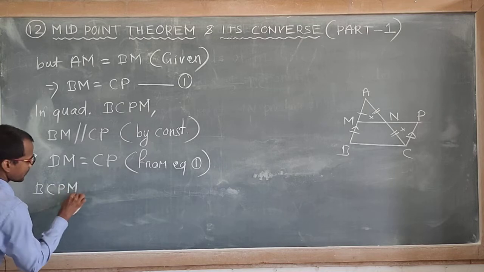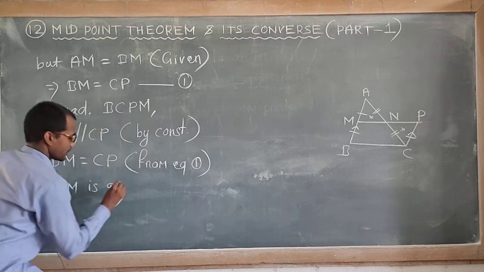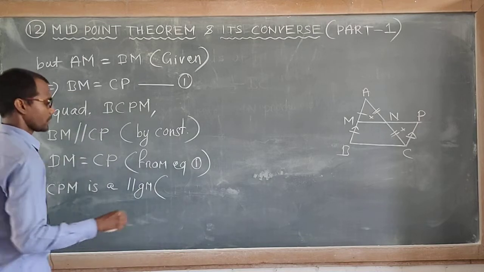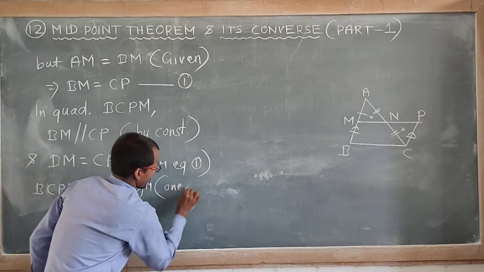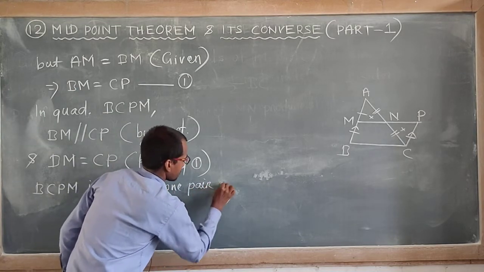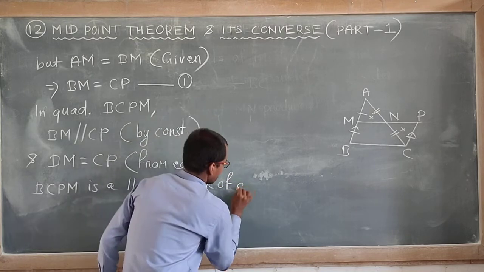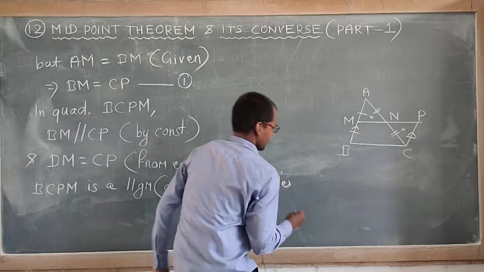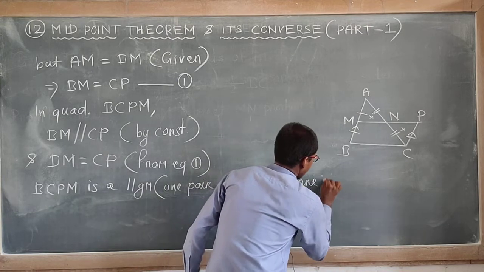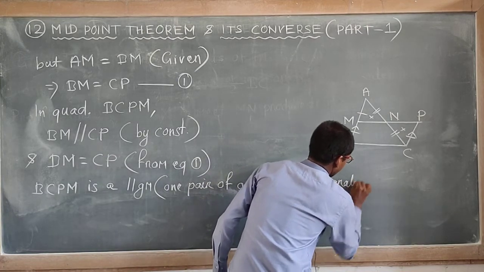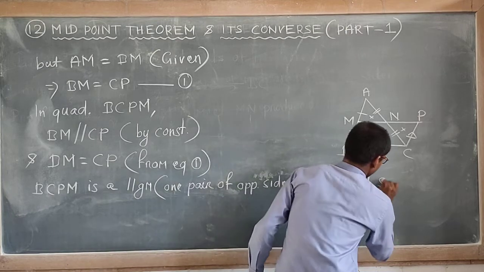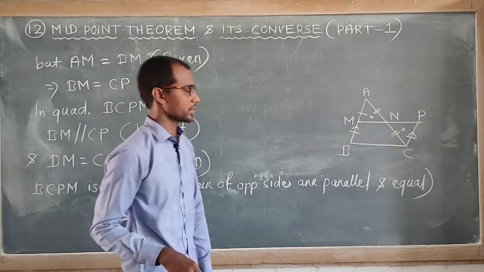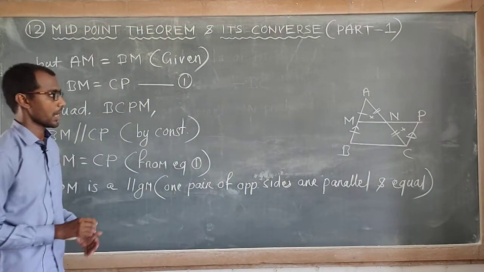So we can write here BCPM is a parallelogram. Why? Because one pair of opposite sides are parallel and equal. Okay, so it is a parallelogram.